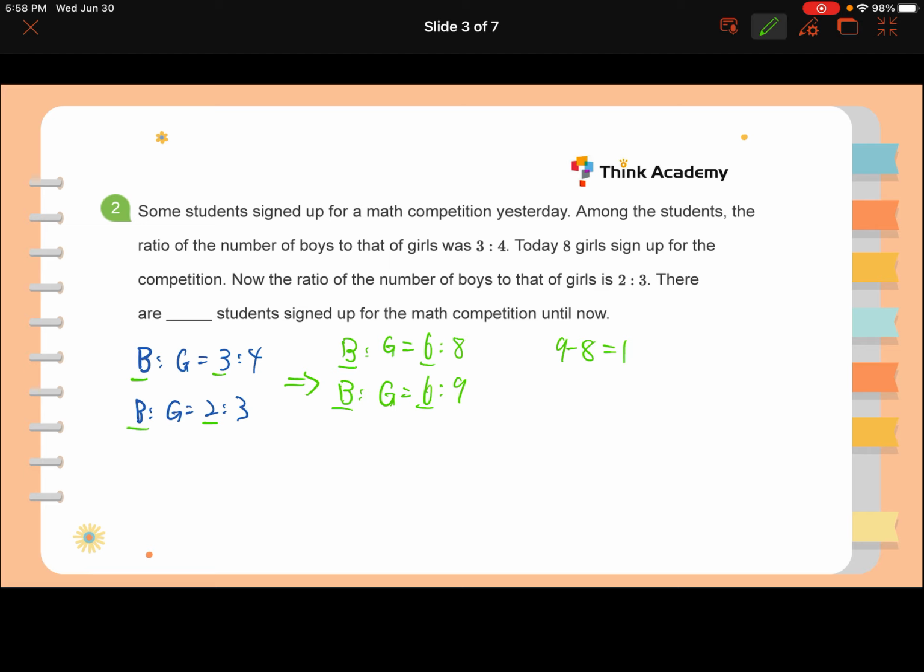So now we only look at the new ratio because we need to find the students who signed up for the math competition until now. So we only look at this ratio. And the number of boys is 6 multiplied by 8, which is 48. And the number of girls is 9 multiplied by 8, which is 72. And the total number of students, we just sum up these two numbers. So the total number of students who signed up for the competition is 120. And that's it for this question.